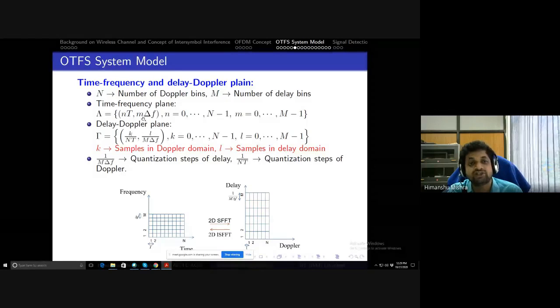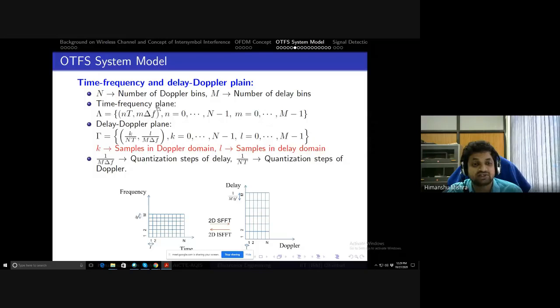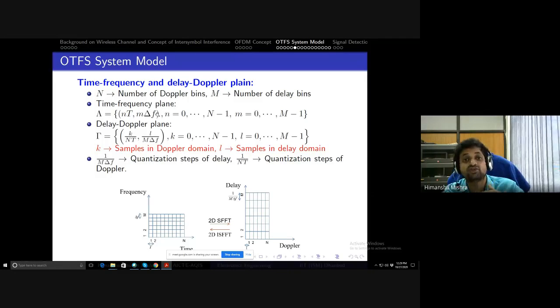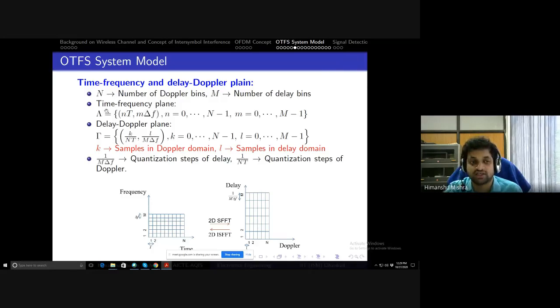That means each subcarrier has a bandwidth of delta f. If you want to compare this with OFDM, you should be familiar with the OFDM concept, but this is the concept in OTFS, the delay Doppler domain. So that's the relationship.